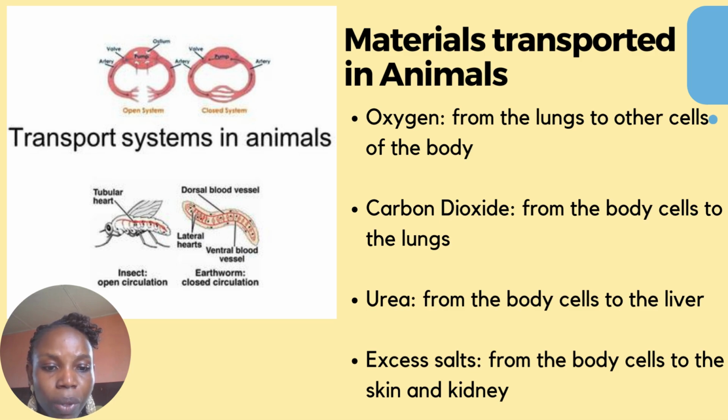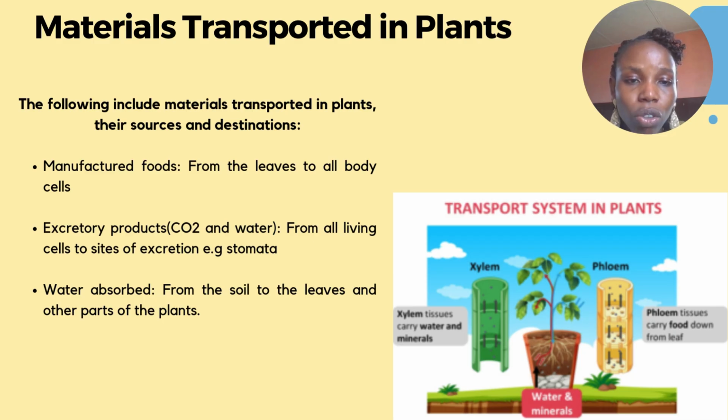Now let's take a look at the materials that are transported in plants. Number one is manufactured food. Manufactured food is taken from where it is produced to the sites where it is needed, to other parts of the plant, like the stem, the roots, the leaves, and so on. So that's why a transport system is also required in the plants.